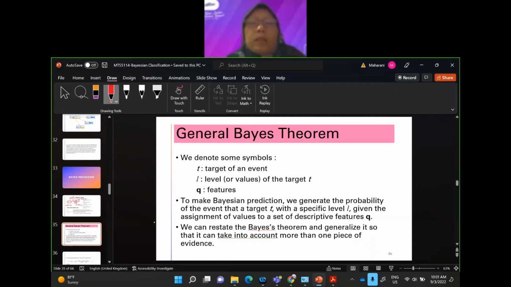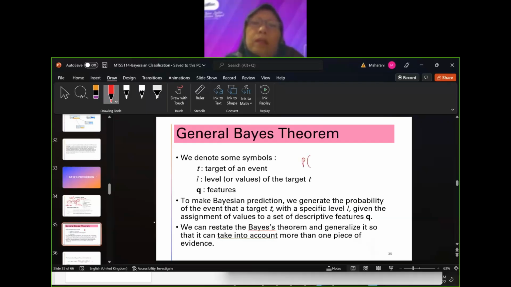So T here stands for the target of an event, and L is the level or values. Every feature has values, or it's called the level, so here the notation is L. So L is the level or values of the target T, even if it's specific. It means if I have the probability P of event T with value L, this is the meaning of that: the level of target T.